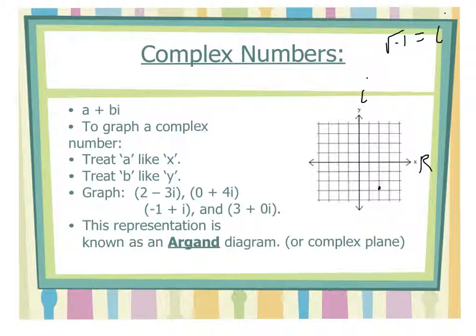0 plus 4i would just be up 4. -1 plus i would be 1 to the left, 1 up. 3 plus 0i, which is better known as the real number 3. Notice how it sits on the x-axis because its imaginary component is 0.